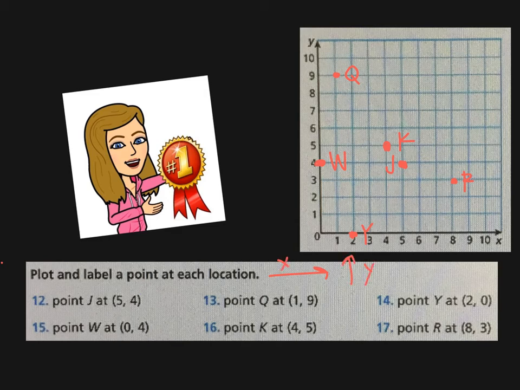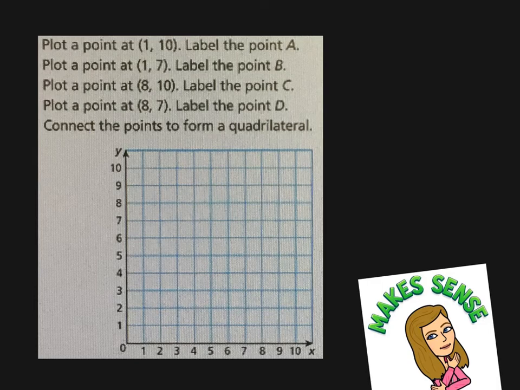X, then Y. Now you have a few like these where it has you plot points at certain spots, label them, and then connect them with lines that form a quadrilateral or 4-sided shape. So let's see what this one makes. Point A is at 1, 10, so they go in 1 and all the way, almost to the top floor. 1, 10, point A. Okay, point B has to be at 1, 7, so in 1 and up 7, okay. And that's point B. Ooh, my point got a little crazy.